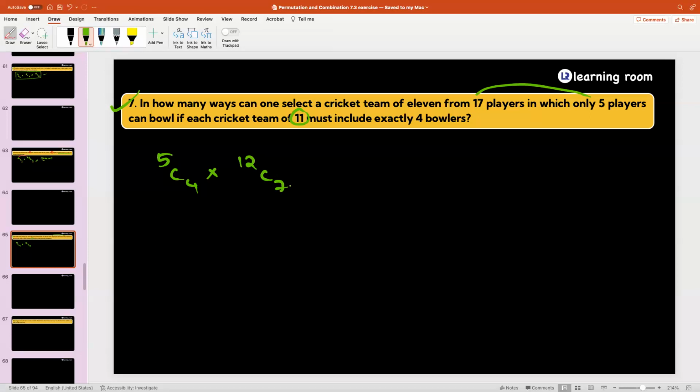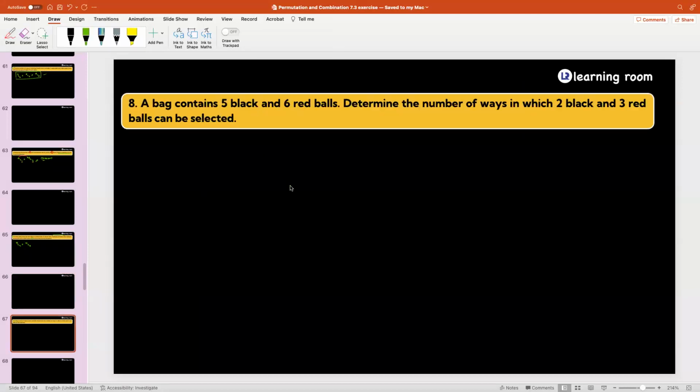Is the point clear? Next, solve this. A bag contains 5 black and 6 red balls. Determine the number of ways in which 2 black and 3 red balls can be selected. So out of the 5 black balls, you choose 2 black balls, and out of the 6 red balls, you choose 3 red balls. So it is 5C2 into 6C3.